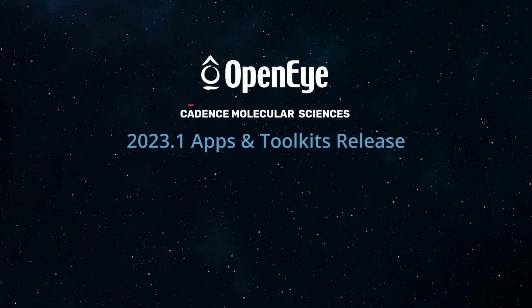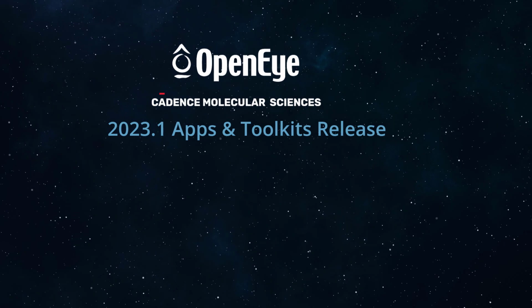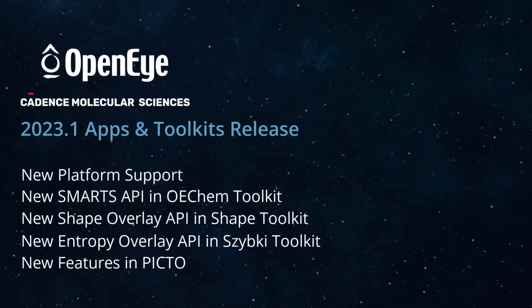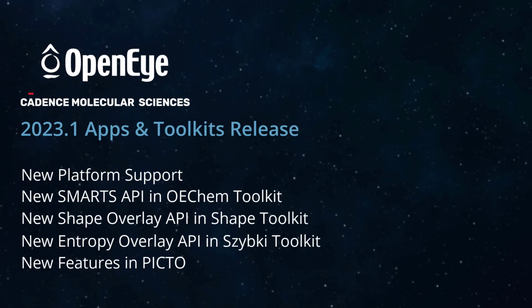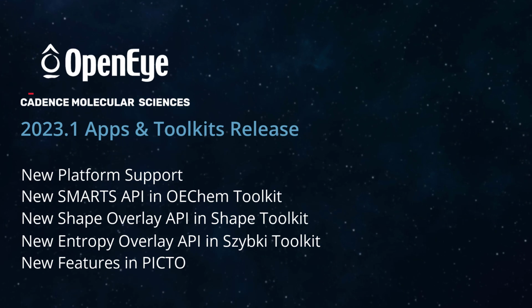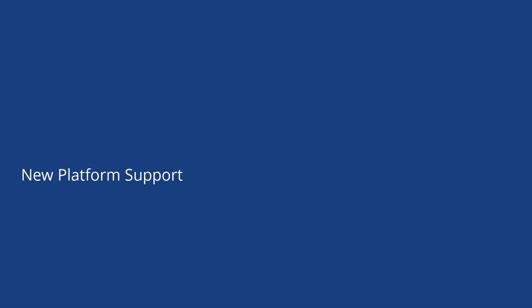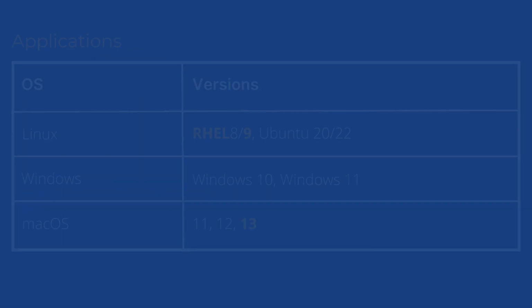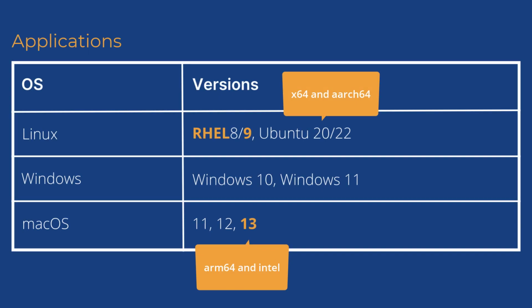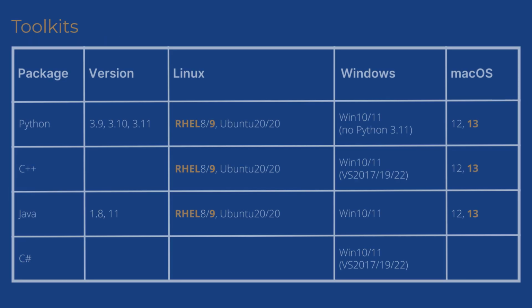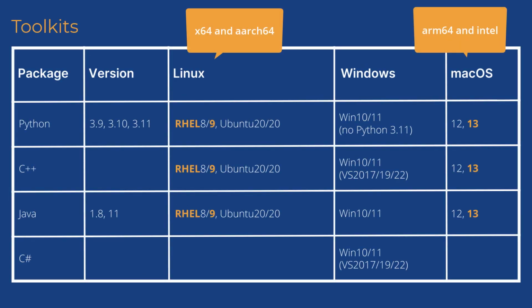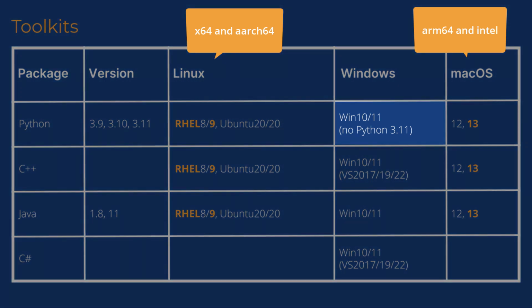Now available, let's take a tour of OpenEye's 2023.1 Apps and Toolkits release, including new features and enhancements. Starting from the new platform support that we added for both the applications and the toolkits, in this release, we've added support for Red Hat 9 and macOS 13. Toolkit support for Python 3.11 is also available, except on Windows.